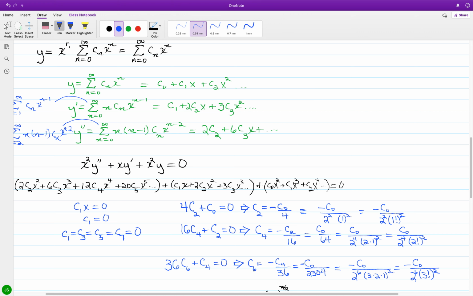And now for C of 6, I have negative C naught over 2304, and we'll have negative C naught all over 2 to the 6th, which is 64, and taking into 2304, that is going to be equal to 36. And so you have 3 times 2 times 1 raised to the 2nd. So we have for C of 2, negative C naught all over 2 squared times the square of the factorial of 1. C of 4, I have C naught all over 2 to the 4th times the quantity of 2 factorial squared. And for C of 6, I'm going to have negative C naught over 2 to the 6th times the square of 3 factorial.